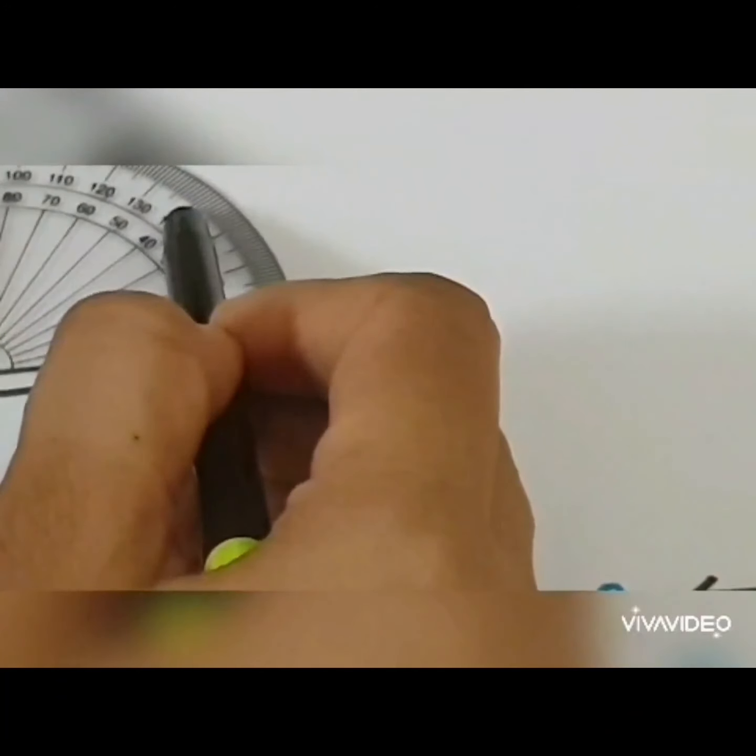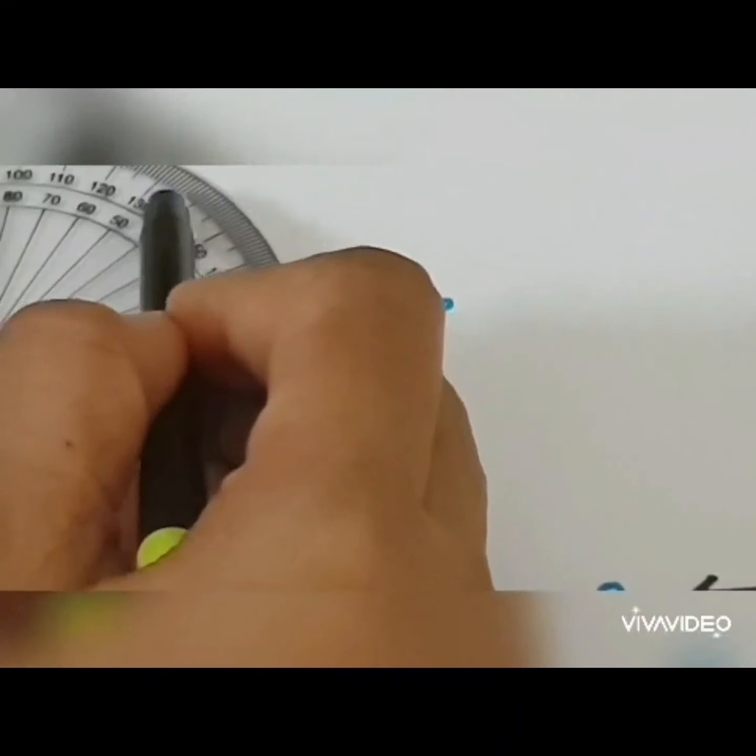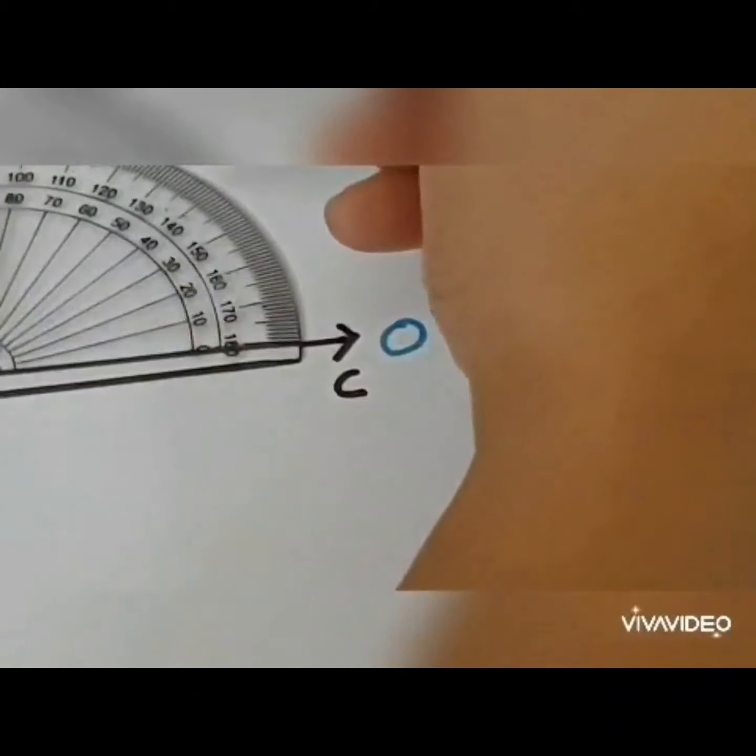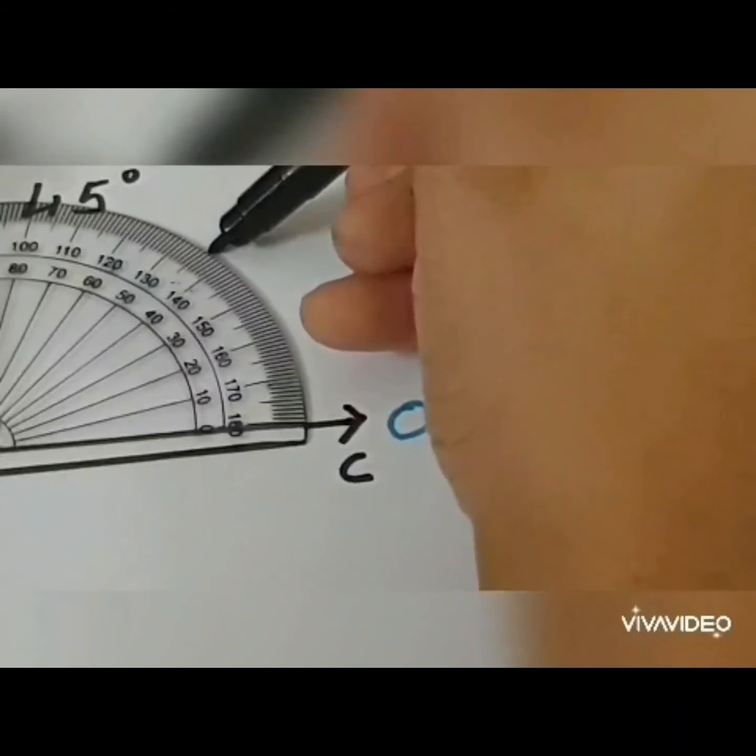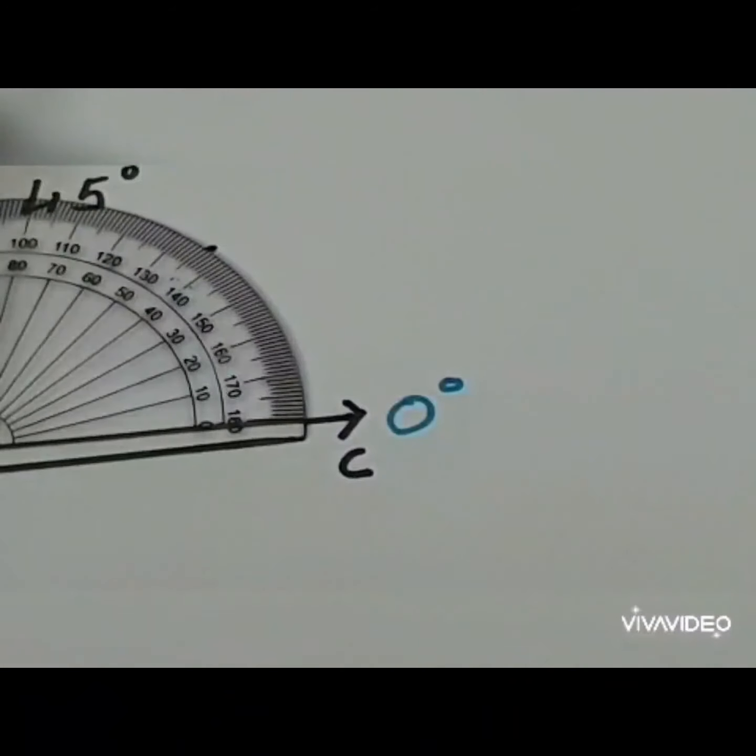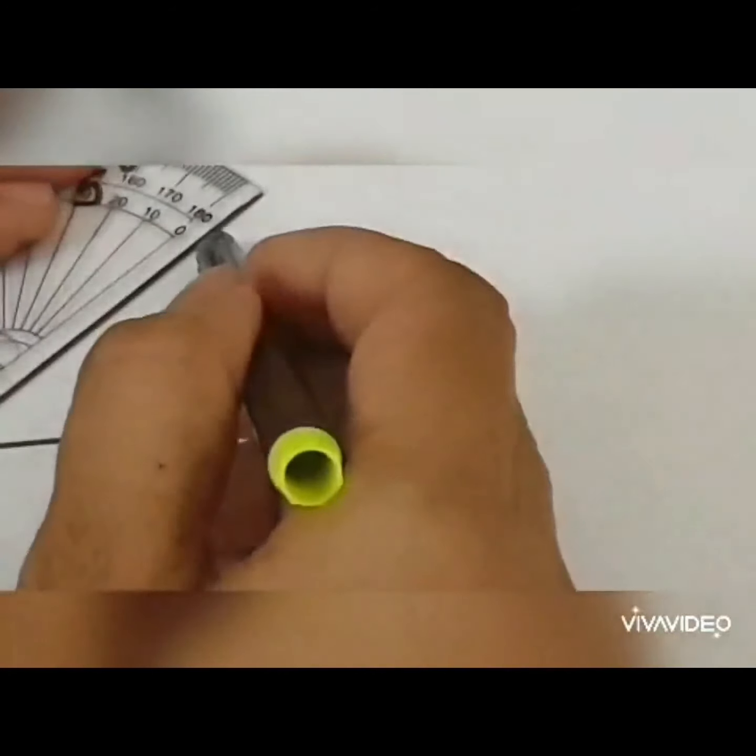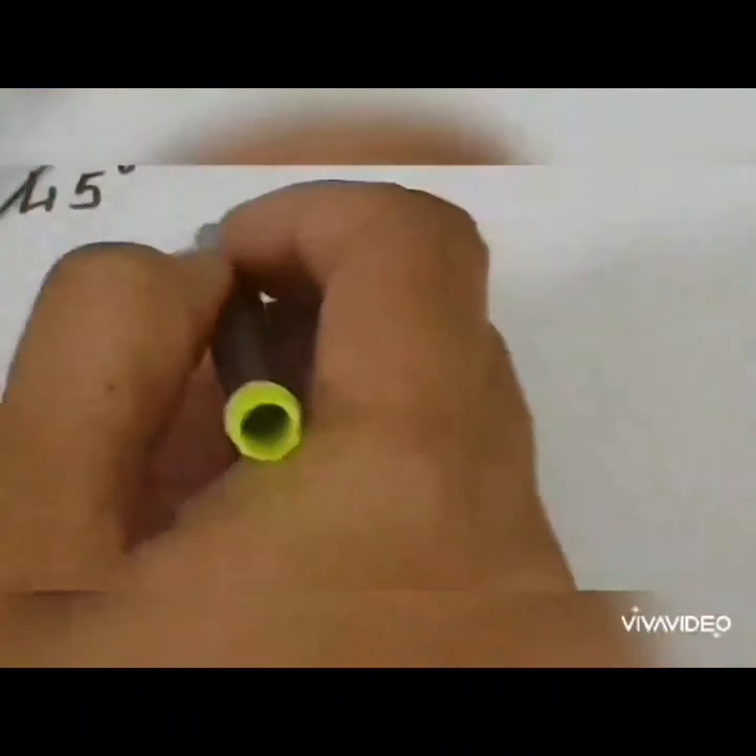Every marking on the protractor is of 1 degree each. So count 5 markings from 40 degrees and that will be 45 degrees. Put a point and then join the points to get the angle of measure 45 degrees.